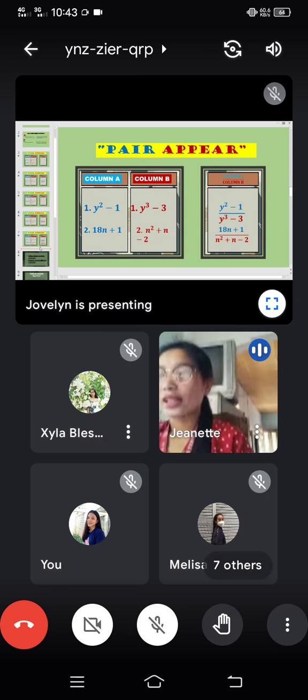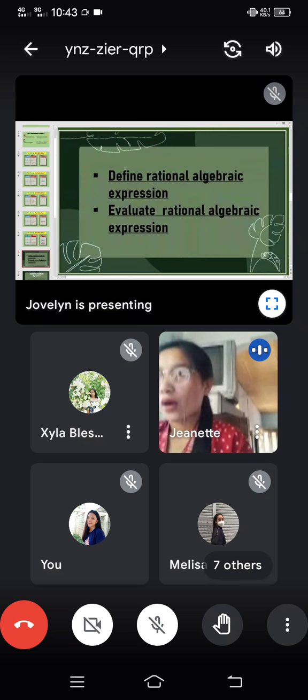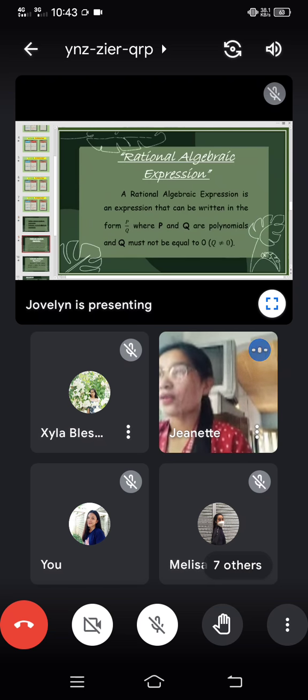So our topic for today, class, is all about rational algebraic expressions. Here are our objectives. At the end of the lesson, the student shall define rational algebraic expression and evaluate rational algebraic expression. So now let's define first rational algebraic expression.